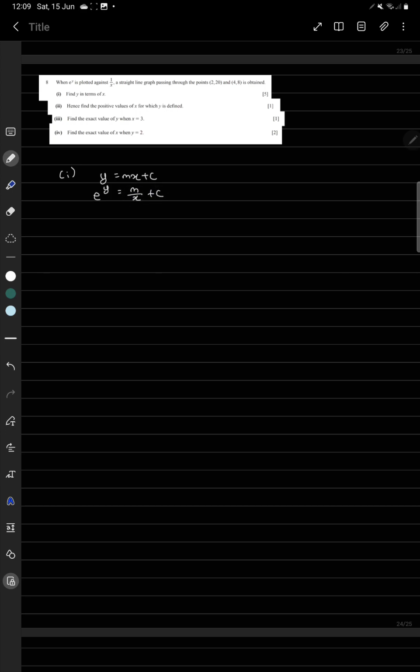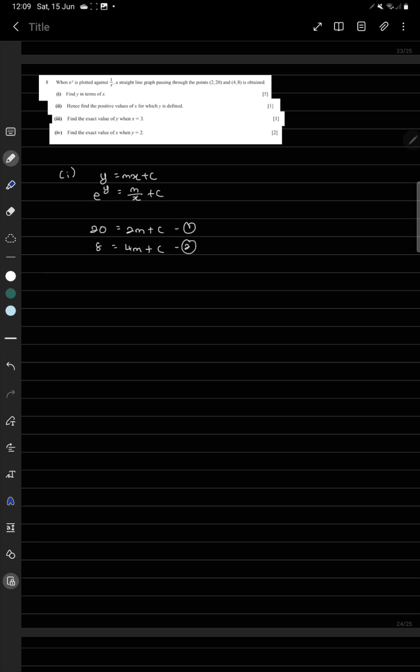So if we want to find y in terms of x, we are going to have a bit of a problem here, because we need to find the gradient and the y-intercept, and these coordinates that are being given right now are not in terms of x and y. Instead they are in terms of 1 over x and e to the power of y. So first, when I substitute the (2, 20), we get 20 equals 2m plus c. I'm going to make this my first equation, and my second equation is going to be 8 equals 4m plus c.